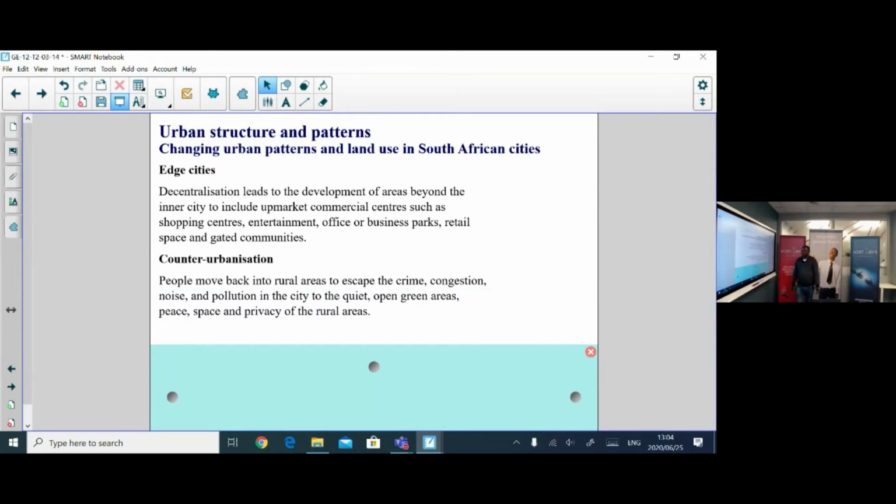Right, counter-urbanization. We are saying people are now not preferring to stay in the urban areas, mostly because of the congestion in the city, the noise pollution, even the air pollution, and the crime. So people will prefer to move back into rural areas to escape all these issues that I mentioned, and to enjoy the quiet and open areas, the peace, space, and privacy of the rural areas.